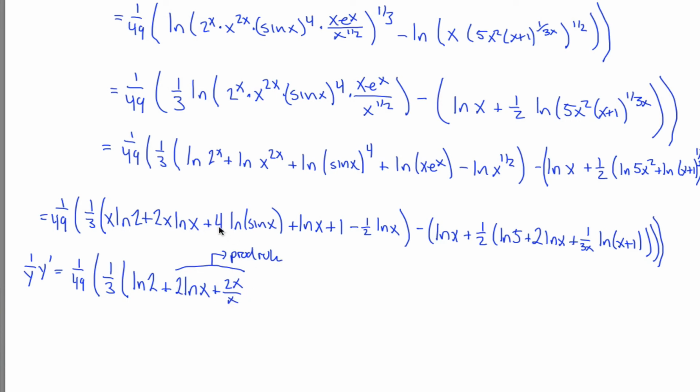And then I need the derivative of 4 times the natural log of sine of x. Well, 4 is just a constant, leave it alone. The derivative of natural log of sine of x, I have to use the chain rule. The derivative of the outside function is 1 over the inside function, which is sine of x. And then the derivative of sine of x is cosine of x. So it's chain rule going on there.